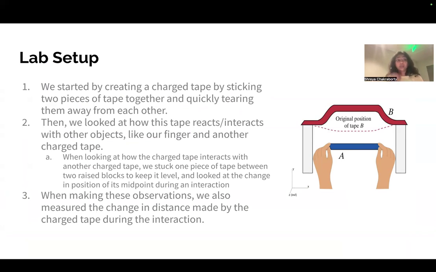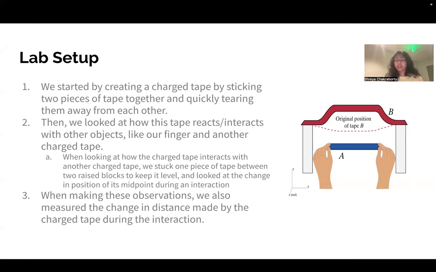So the setup of this lab is pretty simple. We had a piece of normal plastic tape, and you would use another piece of tape, stick the tapes together, and then rip them apart really fast so that you have a charged tape. And then we were looking at a couple of different things: how this tape interacts with something like our finger, which is a neutral object but acts as a dipole when the tape comes closer, and how that tape interacts with another charged tape.